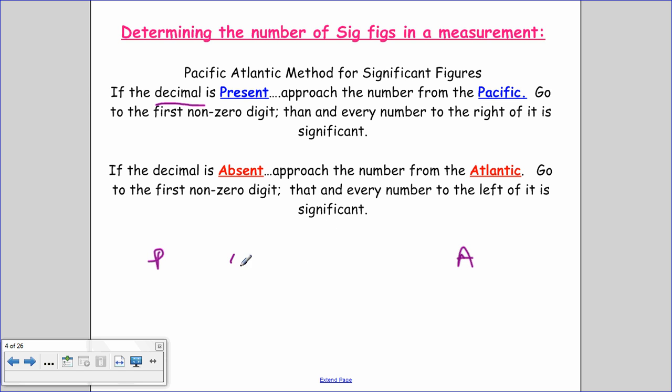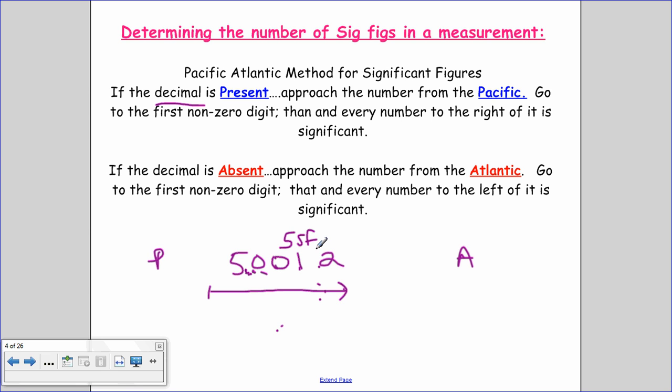So if you have something like 5,001.2, you start from the Pacific side and count all of your digits, because the first number that we have is a 5, and it is a non-zero number. So we would have 5 sig figs here.